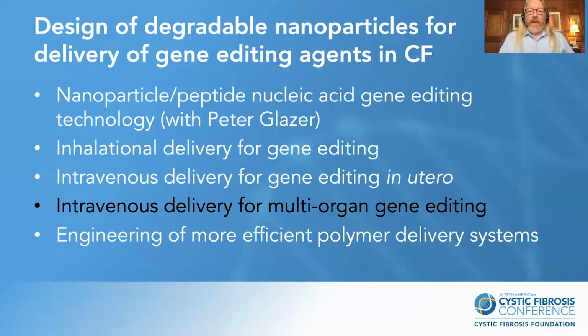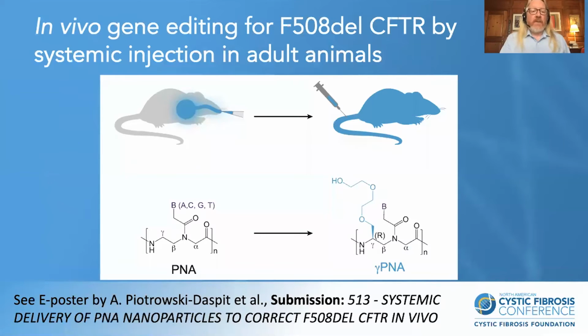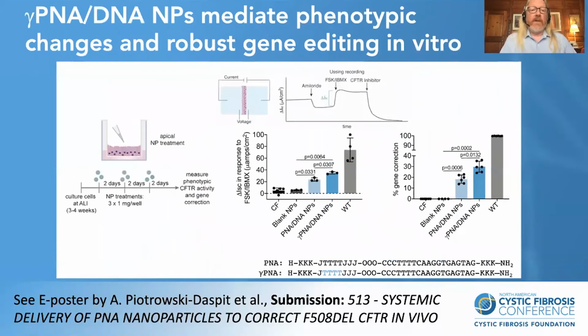This was our first demonstration that you could do gene editing in a living animal by intravenous injection, but we wanted to see if this would work in adult animals as well. This is the work of Alexandra Piotrowski-Daspit. I'm going to just brush over it because it's described in her poster, which is shown here. Here we've used PNAs that were enhanced by a modification in the gamma position of some of the monomers, so that they had enhanced binding and enhanced gene editing activity, and that's described very clearly in her poster.